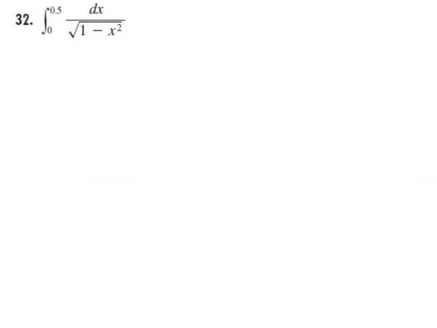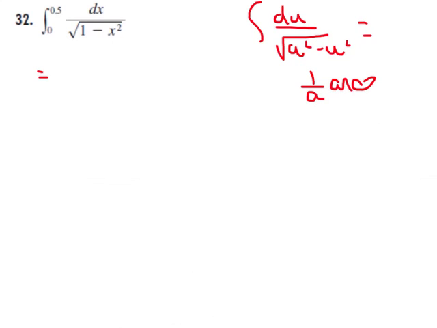Pause before I give you the answer because I'm going to give it to you in 3, 2, 1. Okay, this is the arc sine. You should see something like this. du, let me write this down farther, du over the square root of a squared minus u squared equals 1 over a arc sine u over a plus c.